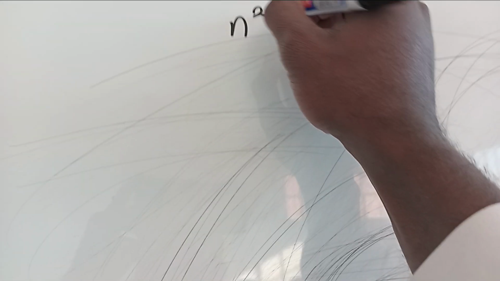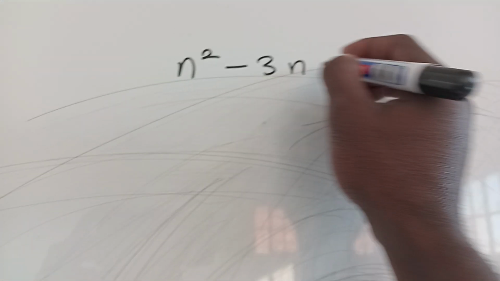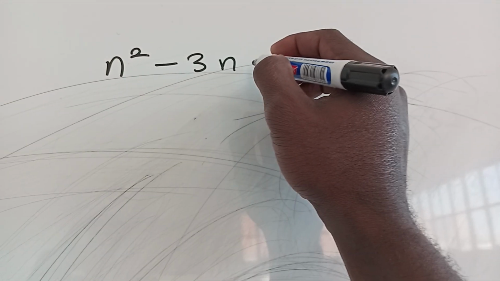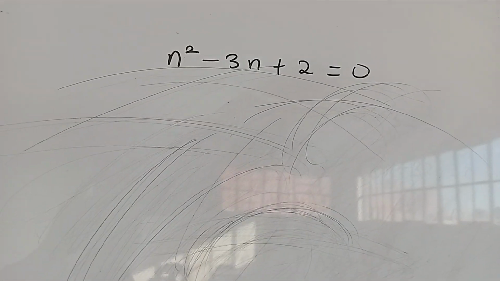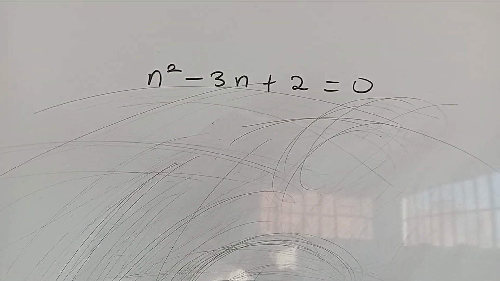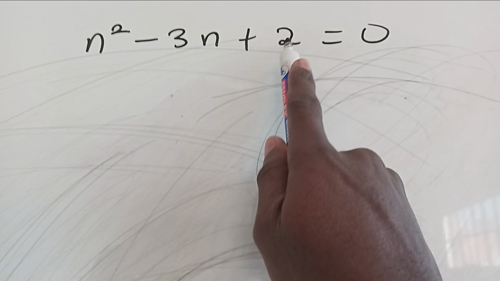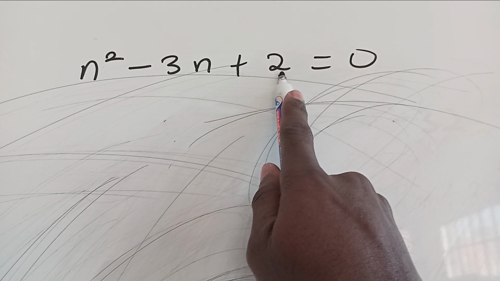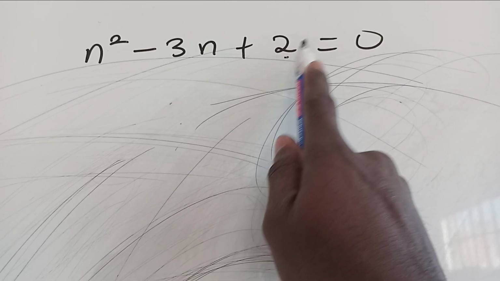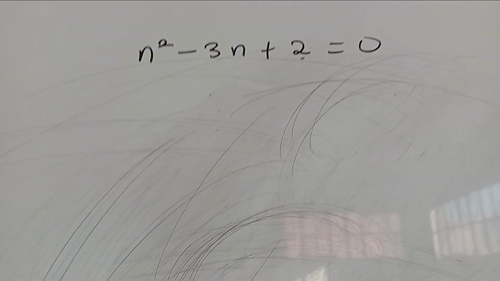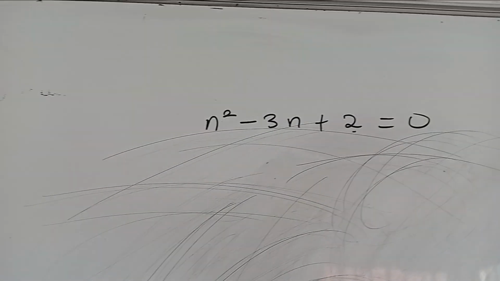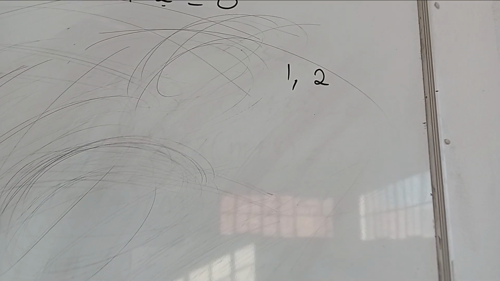We have n squared minus 3n plus 2 equals 0. So just like we did in the first one, you look for the factors of c, which is 2. You look for the factors of 2 which, if you add them together, you get minus what? Minus 3. So what are the factors of 2? We have 1 and 2 itself.